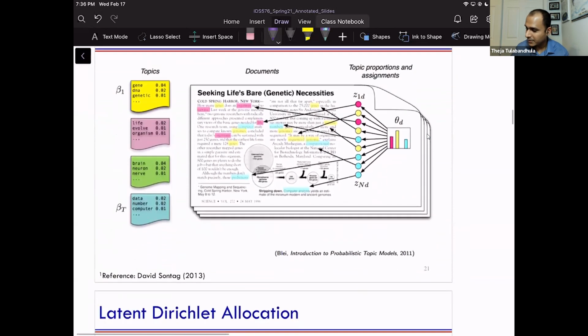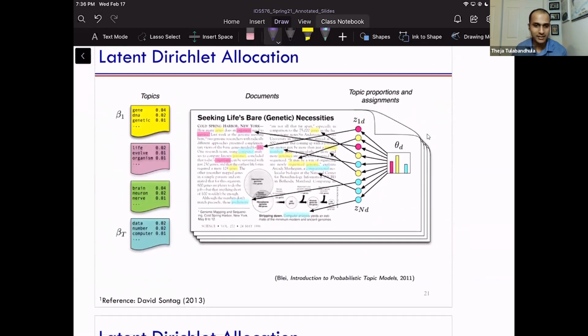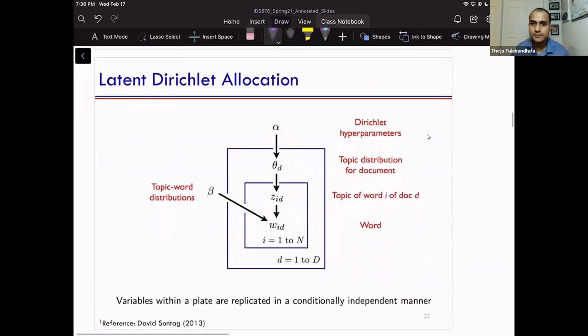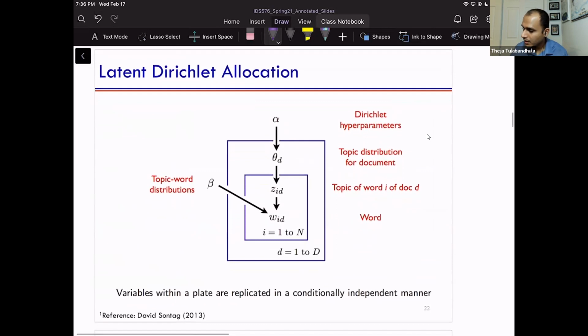Let me not repeat this picture, but this picture is saying exactly what we just discussed, so let me skip that. This slide is just a recap of what we just discussed.